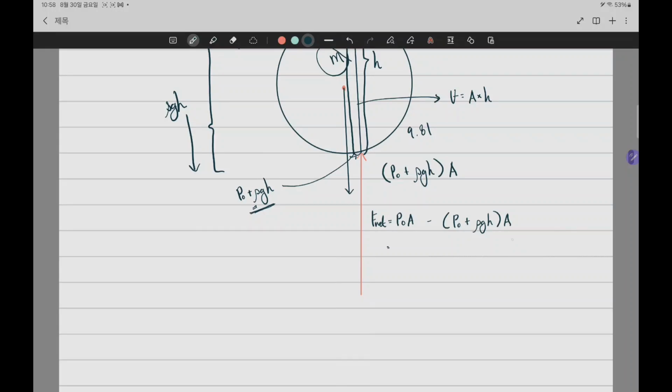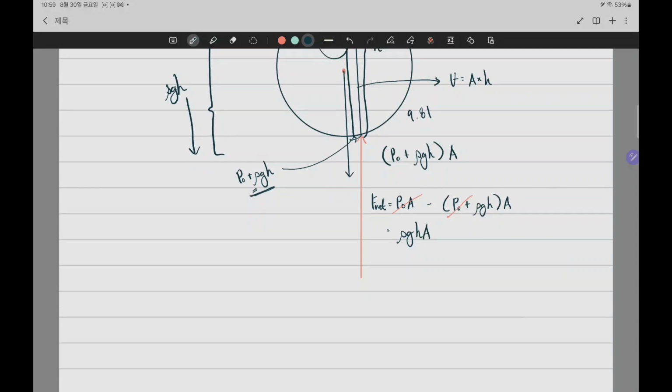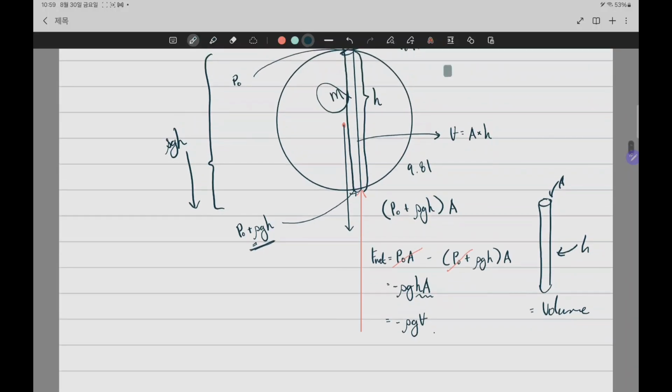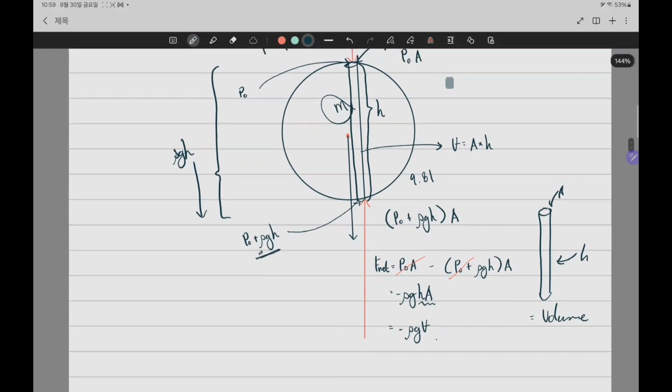Then you can simplify this. This goes away, and what you are left with is rho g h A. Now, what was h A? Height times area equals the volume. That's right. And that is why F net is minus rho g V, the volume. The volume of what? The volume of this random bar we found.